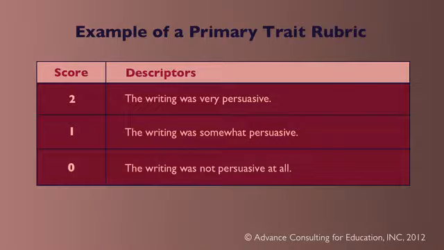So you can see a primary trait rubric refers to evaluation of a single trait that you have determined to be the most important for that particular assignment. And usually it's a fairly simple scale of 0 to 3. Either you were not persuaded, or you were sort of persuaded, or you were definitely persuaded. I guess that would be a scale of 0 to 2. So it's quite a simple rubric.